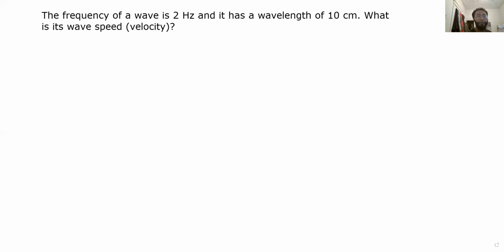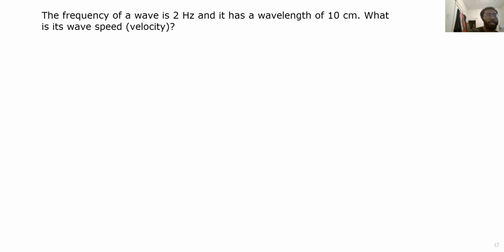Okay, so here we see our first question. So it says the frequency of a wave is 2 hertz, which means we have 2 waves being produced per second. And that same wave has a wavelength of 10 centimeters. Okay, so what is its wave speed or velocity?